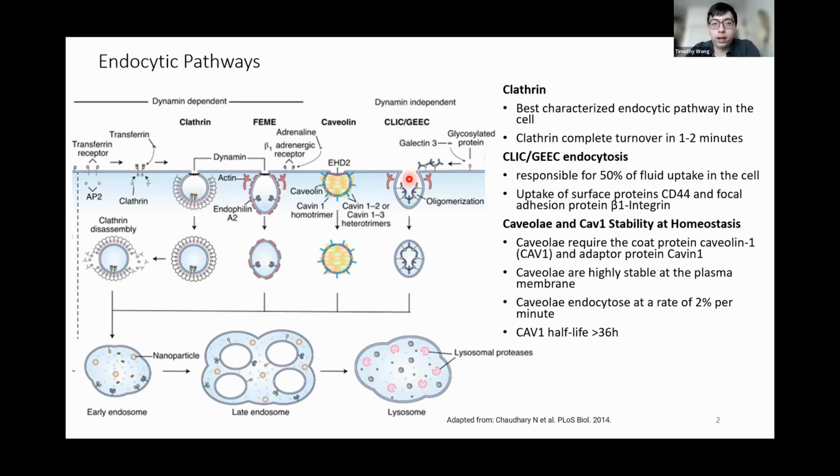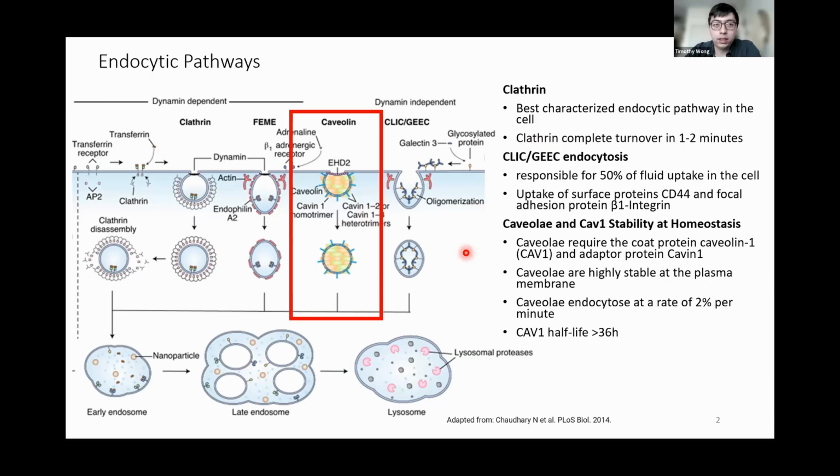Another pathway, which will be important for this talk, is the CLIC/GEEC endocytosis pathway. It's been known to be responsible for a lot of fluid phase uptake in the cell. And for this presentation in particular, it's known to be necessary for the uptake of the cell surface protein CD44, which is a marker for the CLIC endocytosis pathway, as well as the focal adhesion protein beta-1 integrin. Most importantly, and what I'll focus mostly on today, is CAV1 and the caveolae endocytosis pathway.